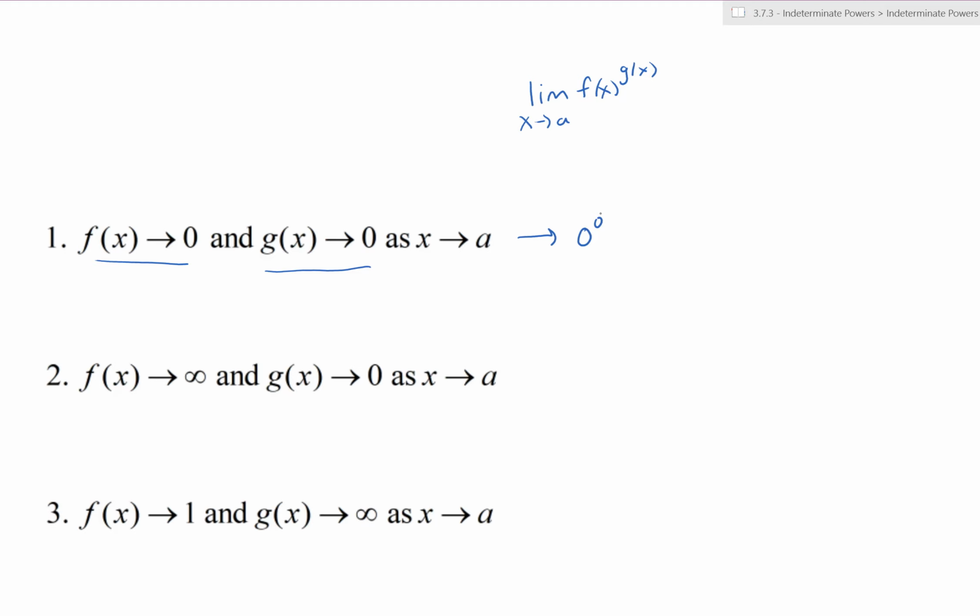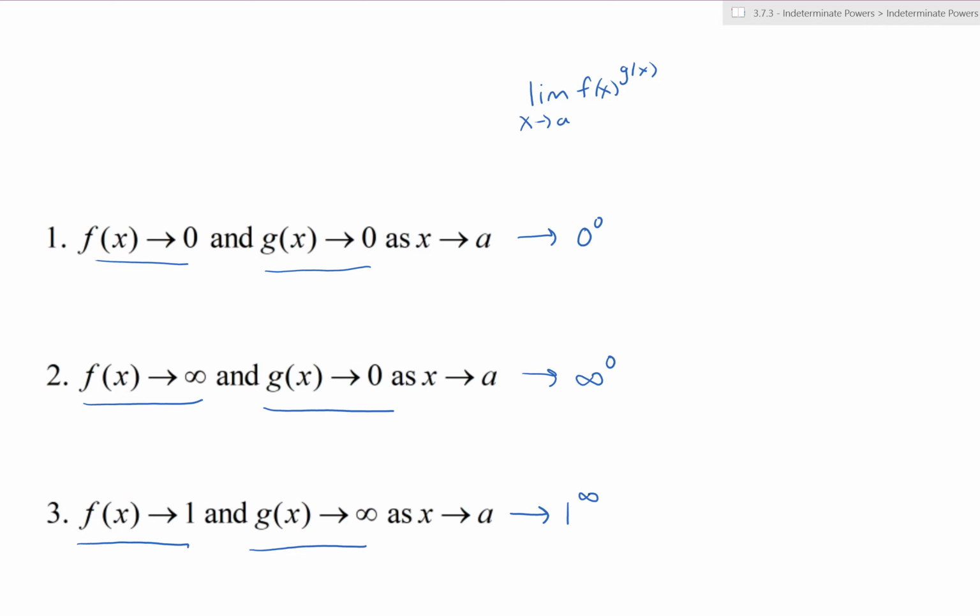So that is one type of indeterminate power. What is that? We'll have to figure out. Another form would be as f of x goes to infinity and g of x goes to 0 as x goes to a. So what kind of form is that going to look like? Infinity to the 0. And finally, if f of x goes to 1 and g of x goes to infinity as x goes to a, then we get the indeterminate power form 1 to the infinity.